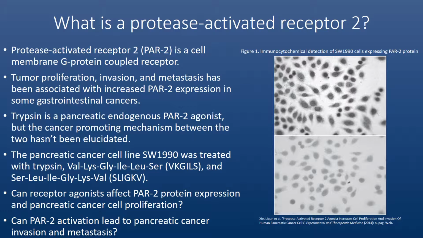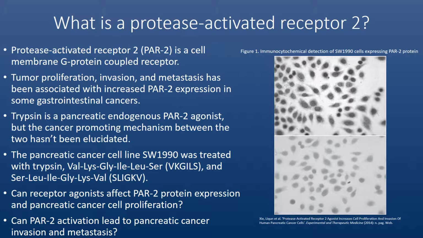What can be seen is that the cells in the top image expressing PAR2 are darker than the control cells on the bottom image, which are not stained, and these results indicate that PAR2 is expressed mainly in the cell membrane and cytoplasm of SW1990 cells.